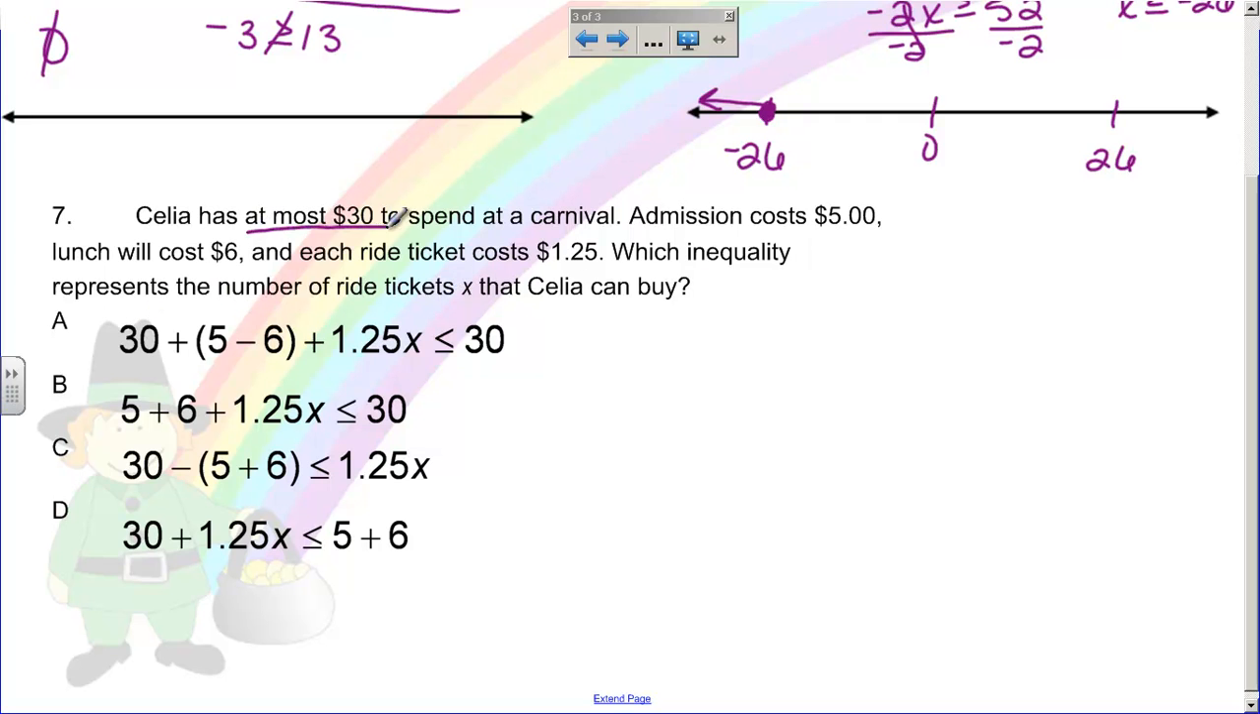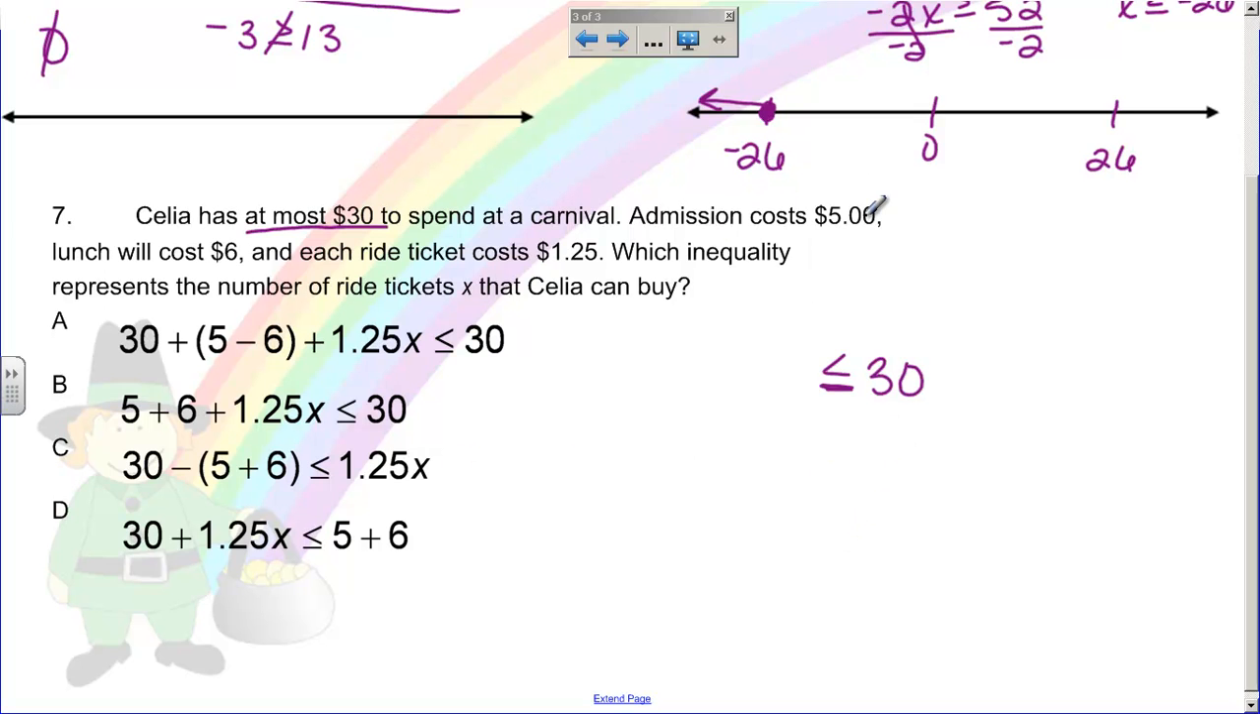She has at most $30 to spend. Let's think about what that means first of all. Can she spend $30 if she has at most? Yes, she can. So I know I've got to have the or equal to part of this. Can she spend more than $30 if she has at most? No. At most means she has $30 or less to spend. So it's going to be a less than or equal to 30 kind of equation.